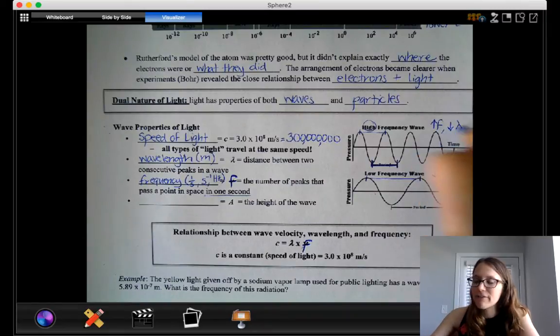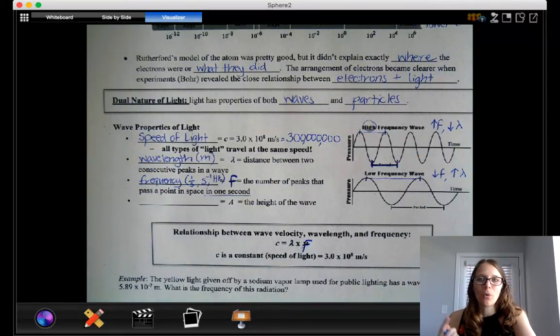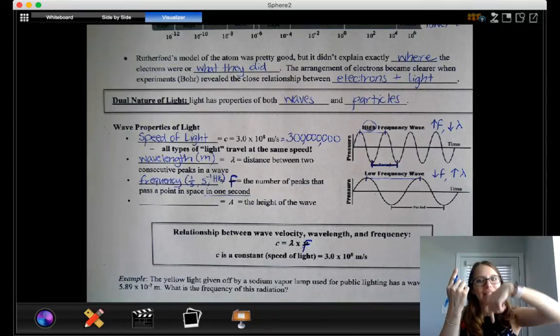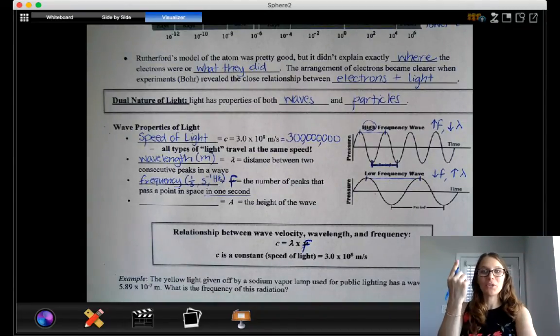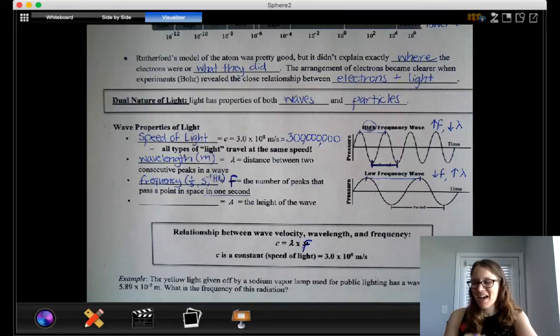This is called an inversely proportional relationship. When one variable gets bigger, the other one gets smaller. Kind of like the more you shop, the less money you have. That is also an inversely proportional relationship.